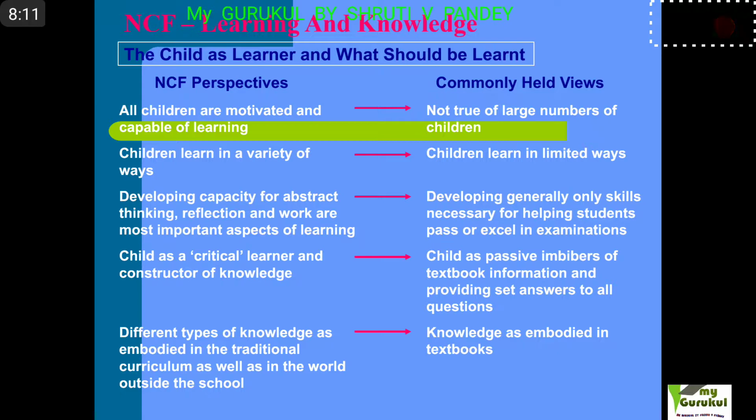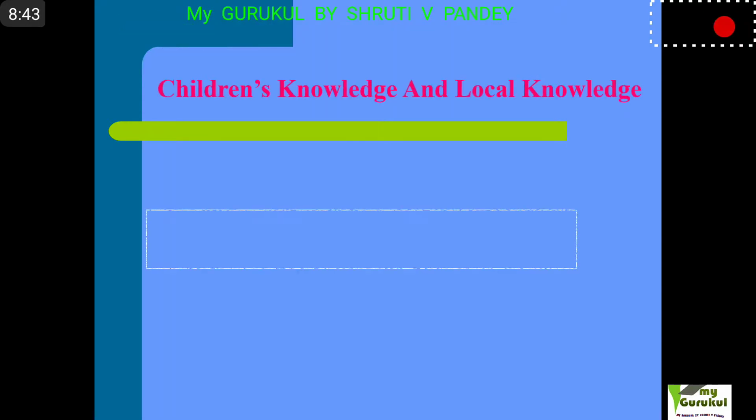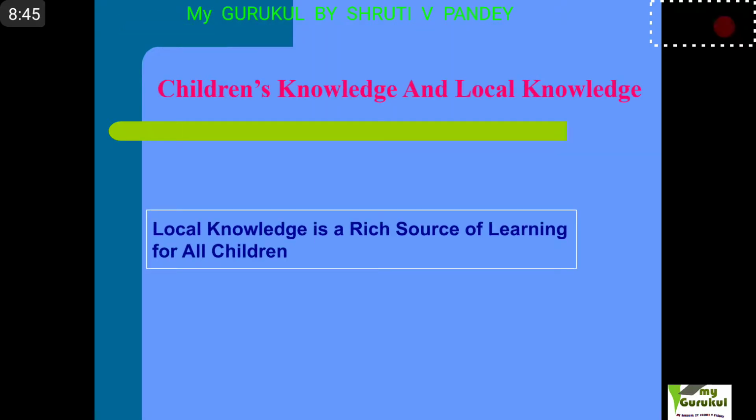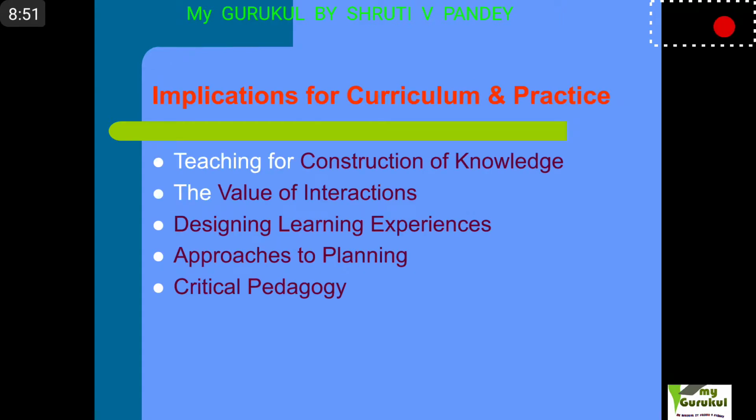According to NCF, the child is a critical learner and constructor of knowledge, whereas the commonly held view is of the child as a passive imbiber of textbook information, providing set answers to all questions. According to NCF, there are different types of knowledge, as embodied in the traditional curriculum as well as in the world outside the school. Commonly held views consider knowledge as embodied in textbooks. So, children's knowledge and local knowledge: local knowledge is a rich source of learning for all children.